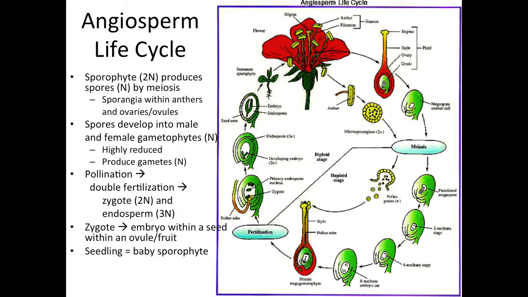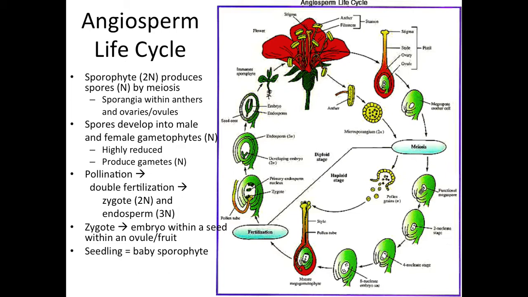But you have a second fertilization event where one sperm fertilizes 2 polar nuclei that are located in the central cell of the female gametophyte. And that's going to produce a triploid, or 3N, nutritive tissue. We'll talk more about endosperm when we talk about embryology. All right, so after double fertilization, the seed has a chance to develop and produces a mature seed, and that seed is then going to grow into the mature sporophyte body, and the cycle continues.